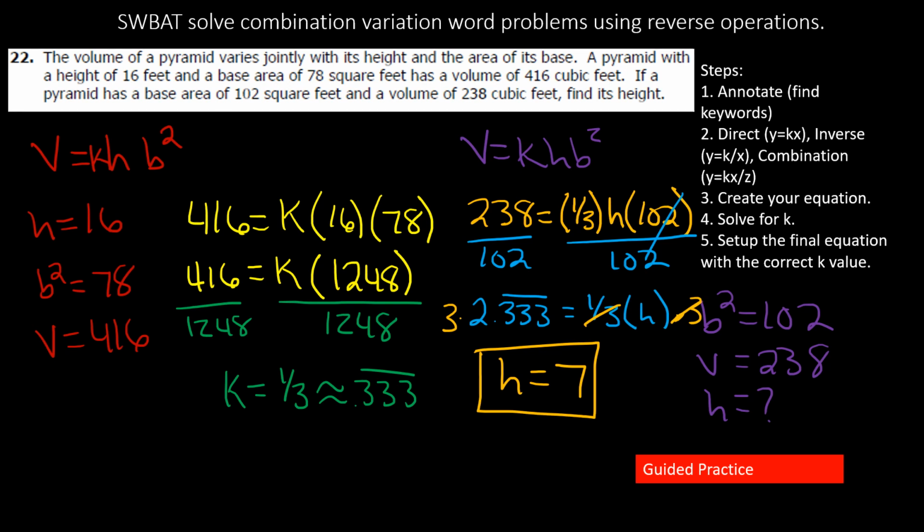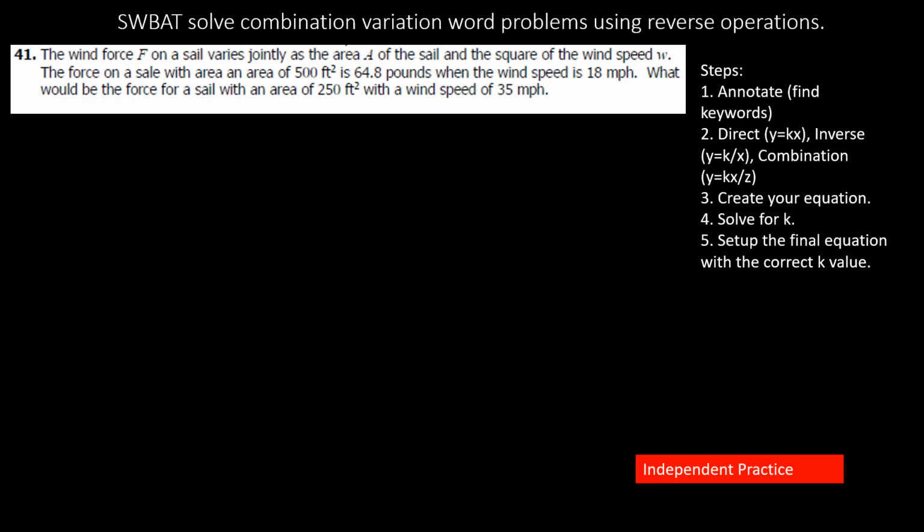Okay, typically you're given though that K is already 1/3, and that is the constant of variation. Okay, let's go ahead and move on. So we have an independent practice problem, and I want to work with you guys on this. Help set you guys up for success.